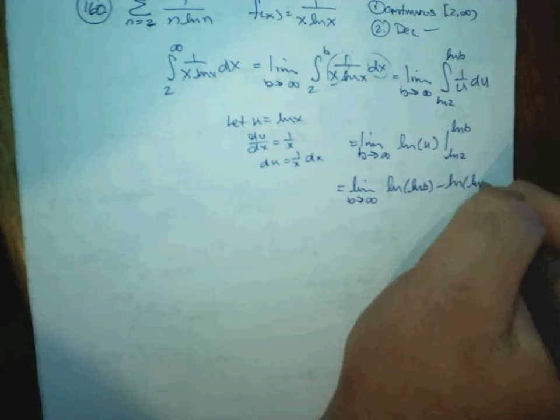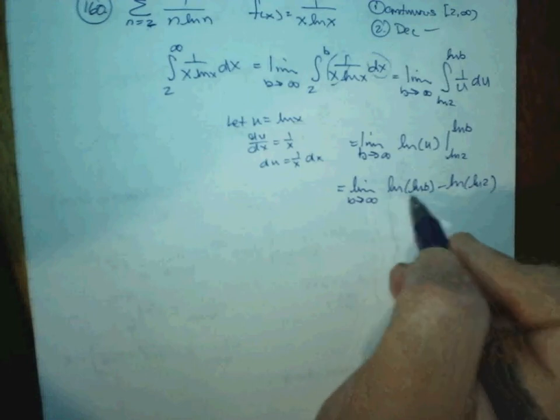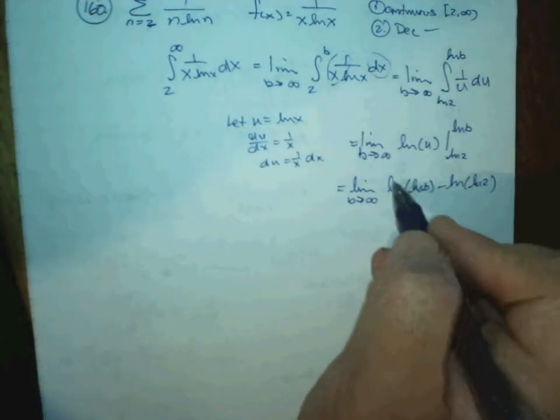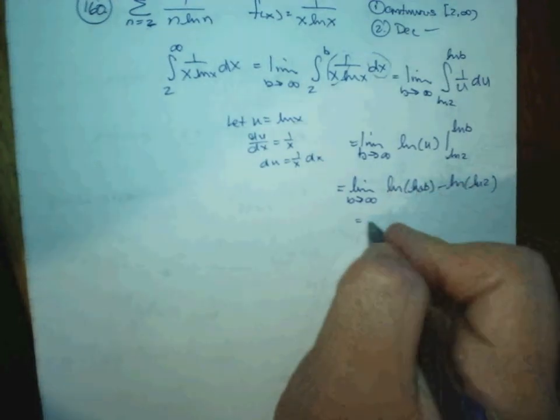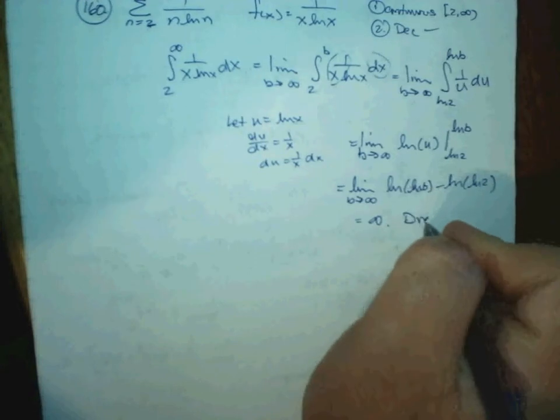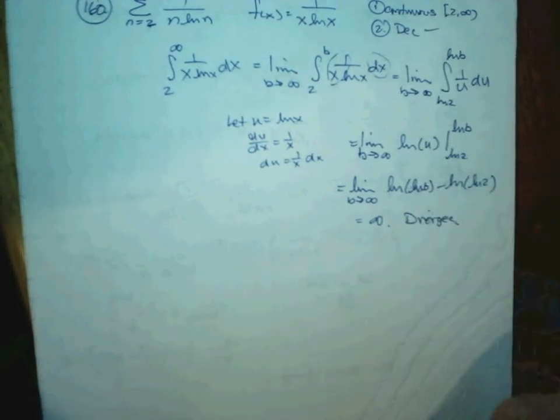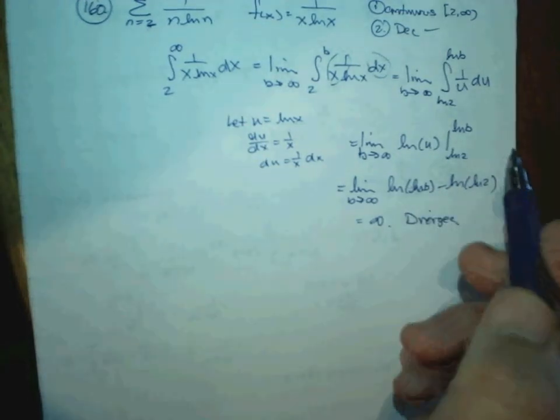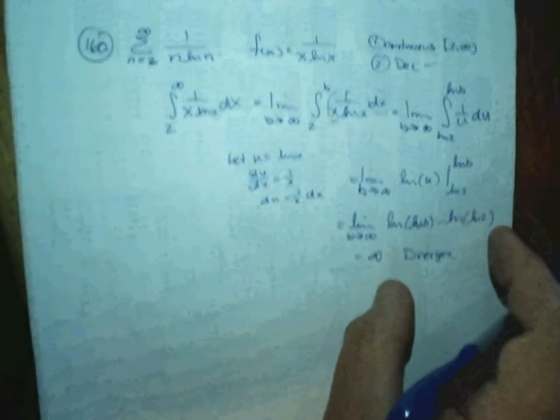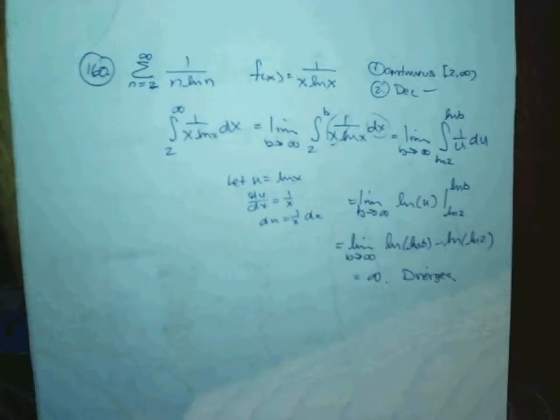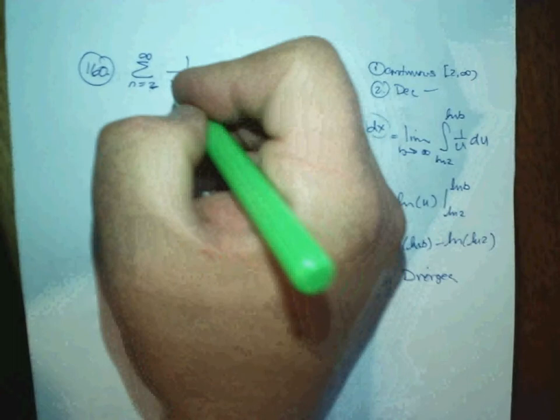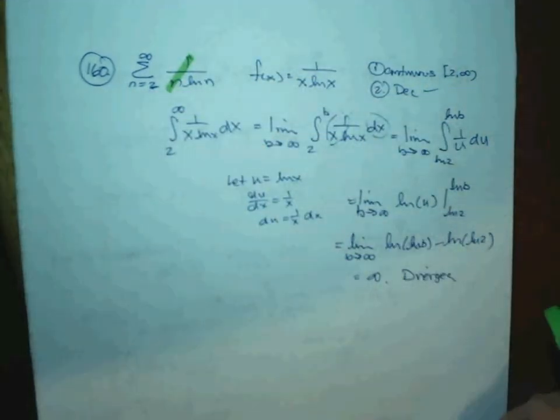And when you plug in, you get the natural log of the natural log of b minus the natural log of the natural log of 2. As b goes to infinity, this becomes infinity, and the natural log of infinity is infinity, so it diverges.